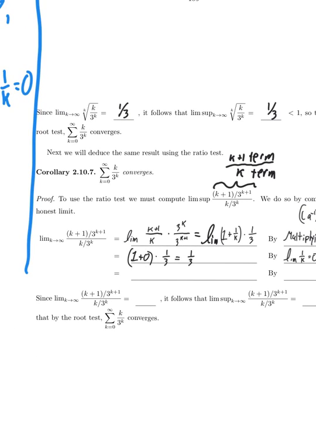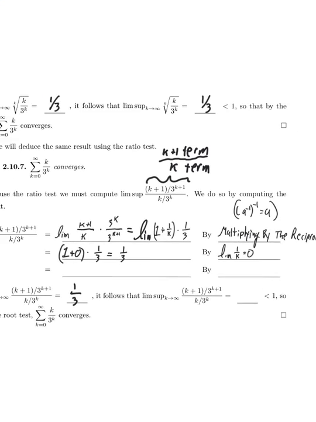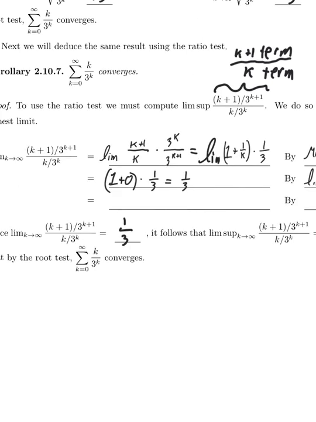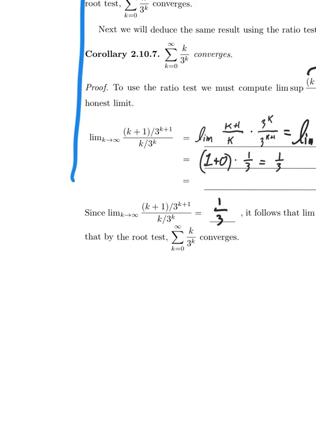So let's write the same concluding sentence. As we've computed this limit and gotten it to be 1 over 3, it follows that the limit superior of the same thing is 1 over 3, which is less than 1. So by the ratio test, this series converges. That seemed pretty okay?